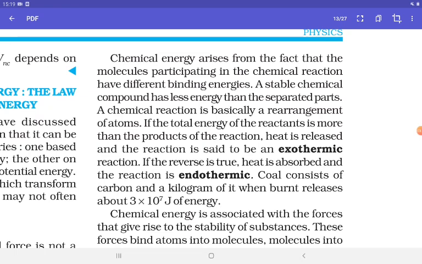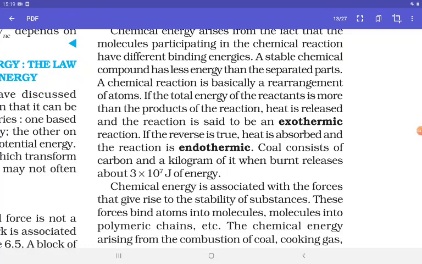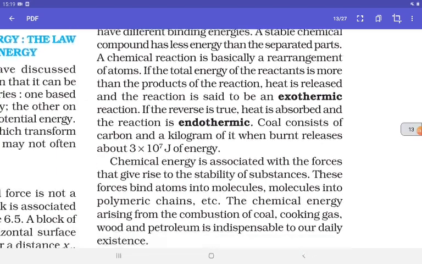atoms. Then the products of the reaction, heat is released and the reaction is said to be an exothermic reaction. The reverse is true, heat is absorbed and the reaction is endothermic. Coal consists of carbon and a kilogram of it, when it burns, releases about 3 into 10 raised to 7 joule of energy.